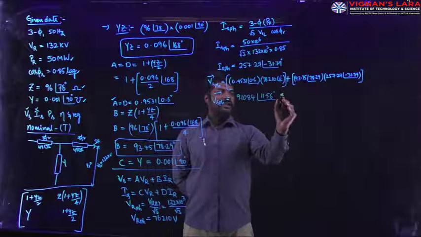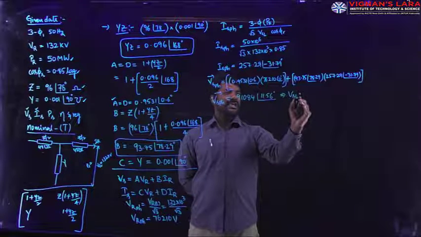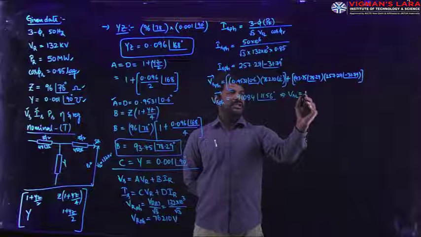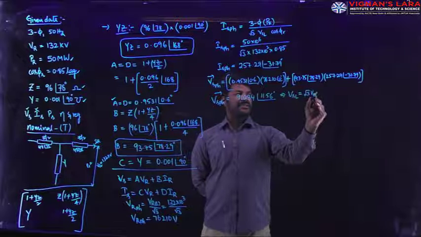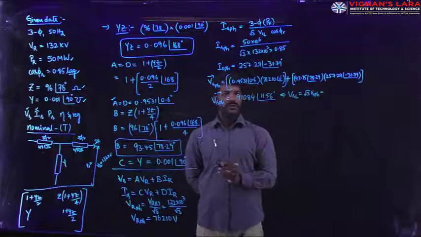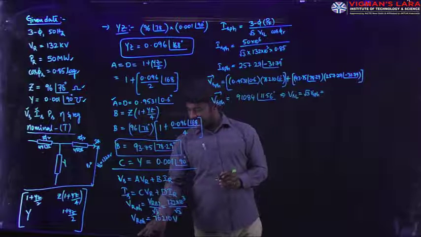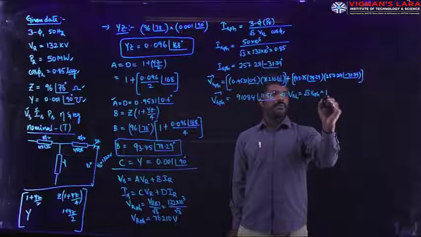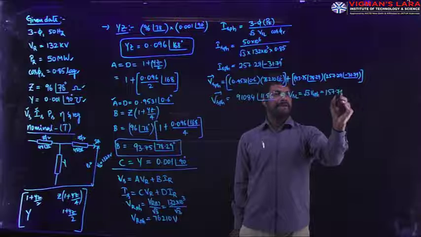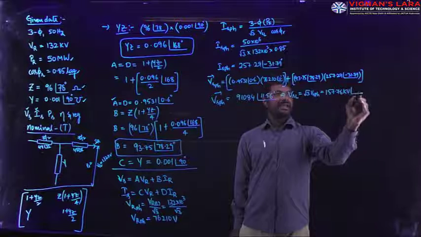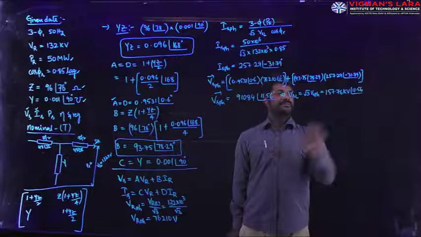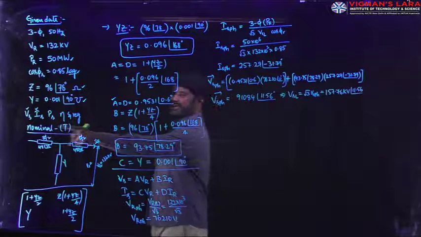Finally, we have to convert this into the line values. VSL is equal to root 3 times Vs per phase, that is root 3 times the phase value, which is 157.76 kV making an angle of 11.56. The first bit, Vs, is completed.